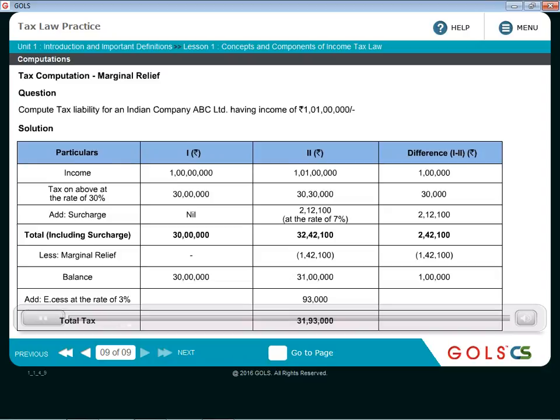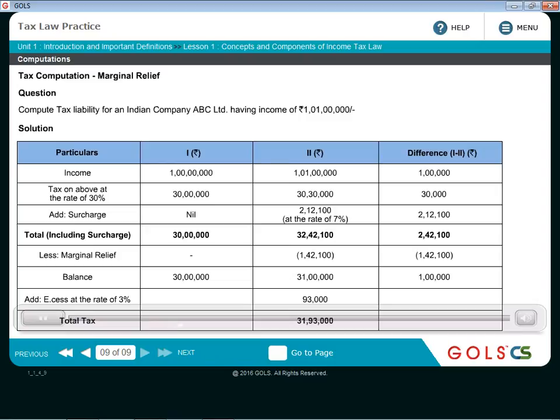Compute tax liability for an Indian company ABC Limited who is having income of rupees 1 crore 1 lakh. Now here we will consider two different scenarios: when the income of the company is 1 crore, and the given case when the income of ABC Limited is 1 crore 1 lakh. Why we are comparing these two scenarios is because at the 1 crore level of income the surcharge is not applicable, and as the income exceeds 1 crore then the surcharge is applicable.